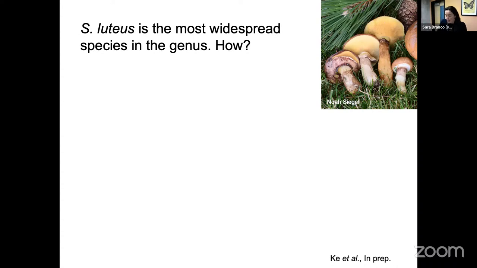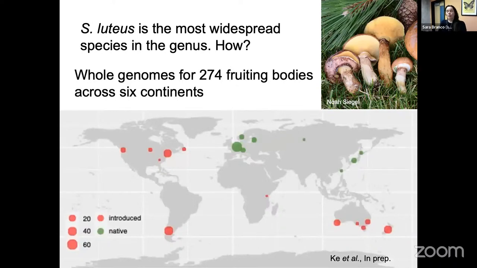How did it happen? And so what Dr. Ke did was compile whole genomes for 274 fruiting bodies from across the world. So he has samples from 6 continents. And he sequenced all these genomes to try to understand how they moved around. And this also ties into this idea of invasive pines, because they are a big problem, especially in the Southern Hemisphere. Like, how do they expand? Especially because they're obligate ectomycorrhizal fungi, and so the fungi have to be present for pines to be able to expand.